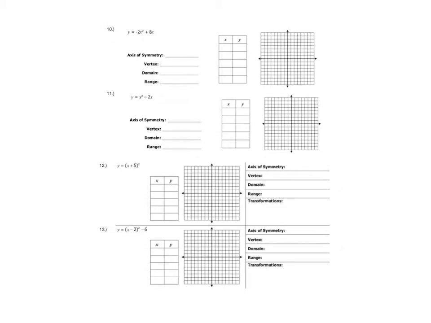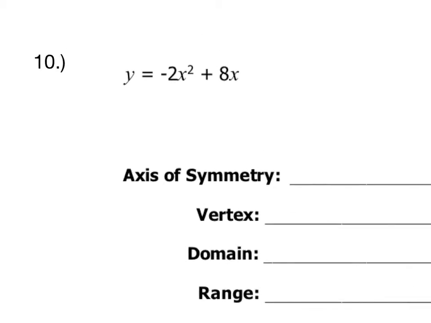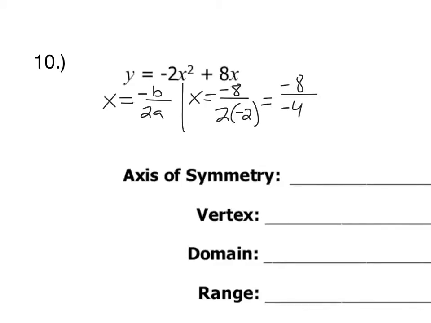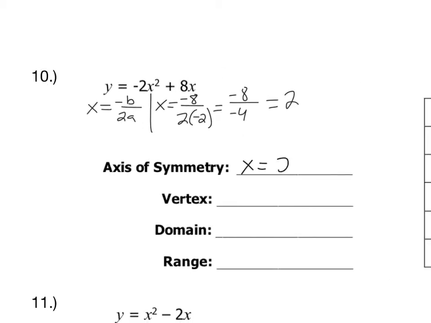All right, now we are graphing quadratics. The first two problems are in standard form, and the last two problems are in vertex form. For the standard form ones, to graph it you would need to first find your axis of symmetry and your vertex, and you would do that by using the axis of symmetry formula, which is -b over 2a. In this case, b is 8, so it's going to be x equals -8 over 2 times a, which is -2. Well, 2 times -2 is -4, and -8 divided by -4 is 2. So your axis of symmetry is going to be x equals 2.